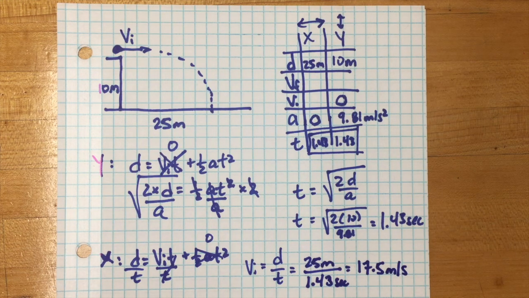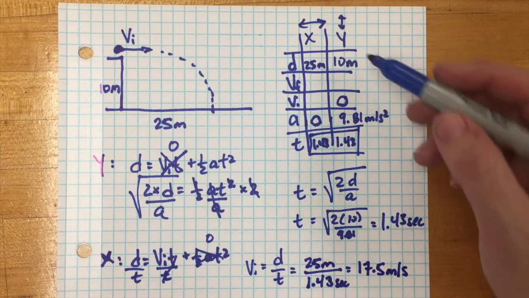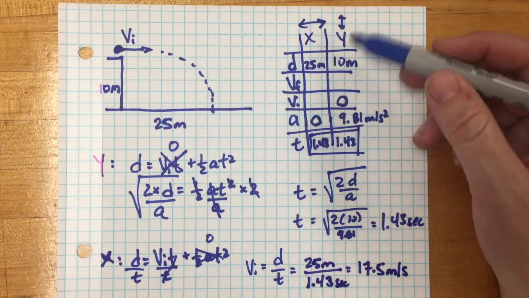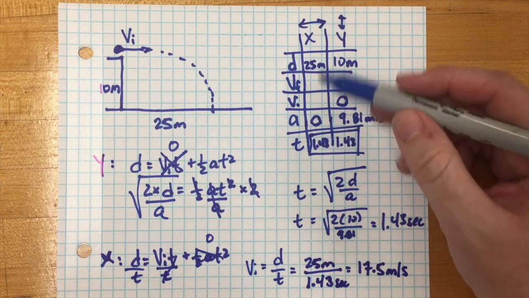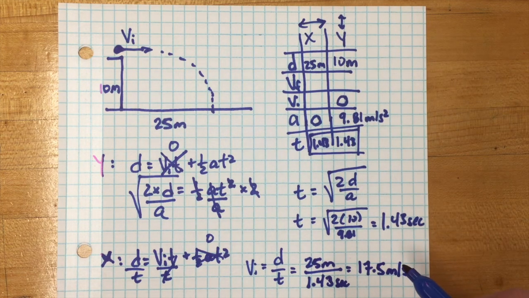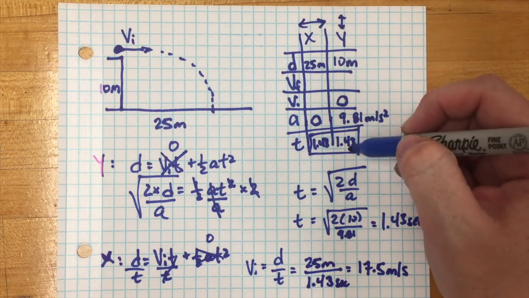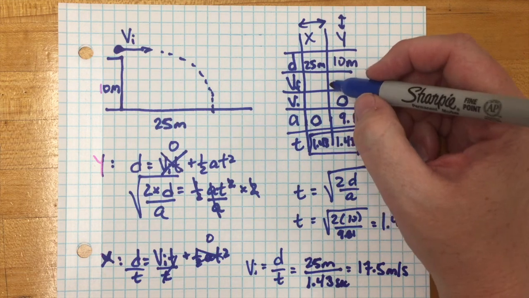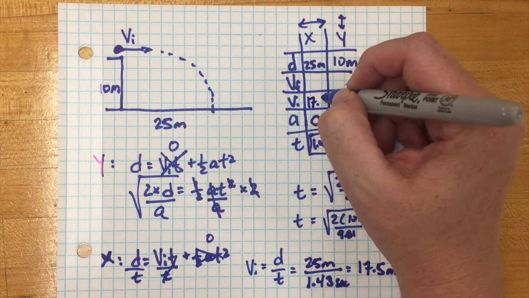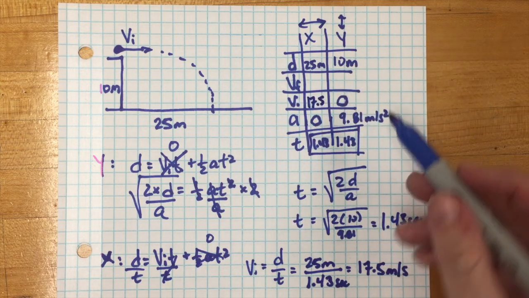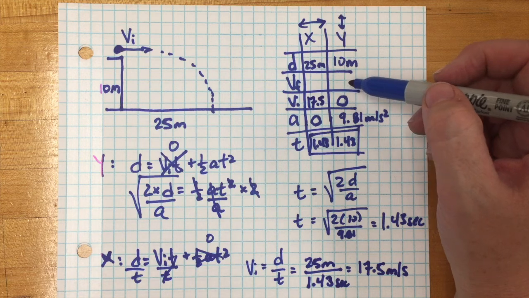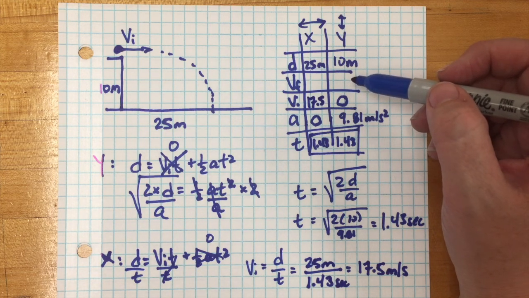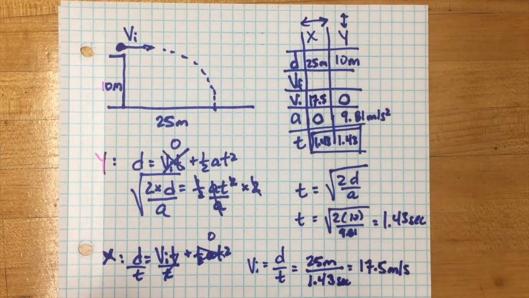So anytime you have a problem like this, you'll use one column of information to solve for the time. And once you have the time, you'll use it in the other column to solve for what you're looking for. In this case, we solve for time using the y column and use that time to solve for VI. 17.5 is what we're looking for. There's no question about the VF in here, and it's not needed, so we can leave that blank. We will do more practice of this over the next week.